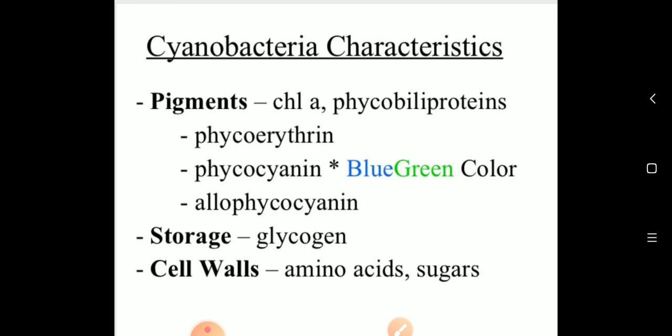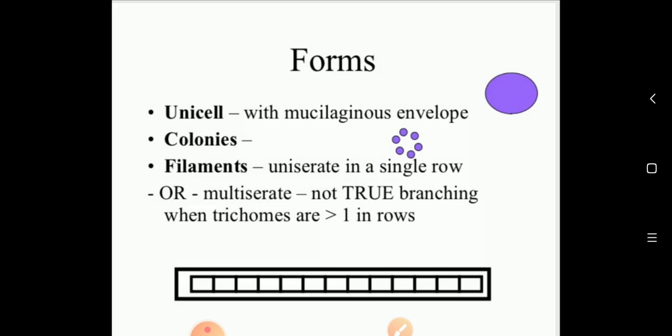They are chlorophyll A and phycobiliproteins, that is phycoerythrin, phycocyanin, and allophycocyanin. Phycoerythrin is a red pigment, whereas phycocyanin and allophycocyanin are blue-green pigments. They store food in the form of glycogen or cyanophycean starch. Their cell wall also resembles bacteria, that is, they have a peptidoglycan wall, which is composed of amino acids and sugars.